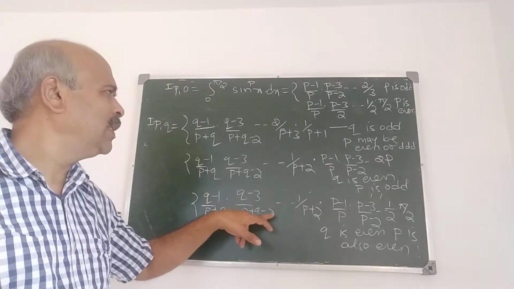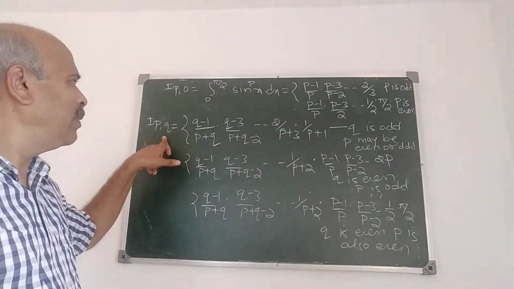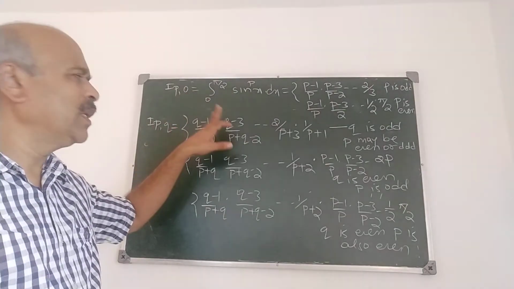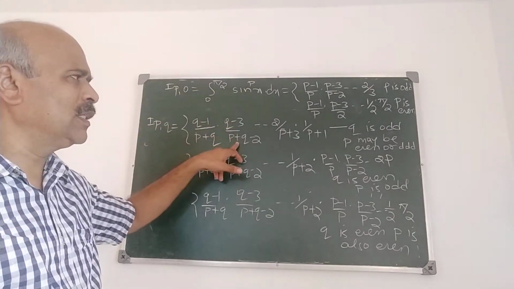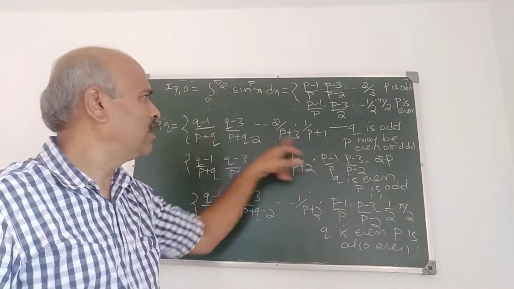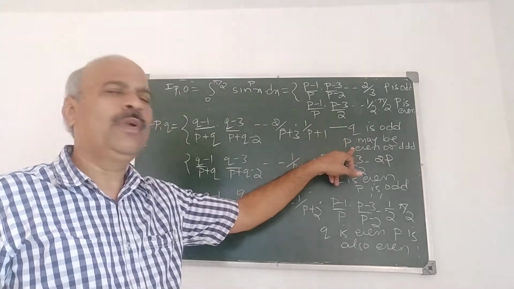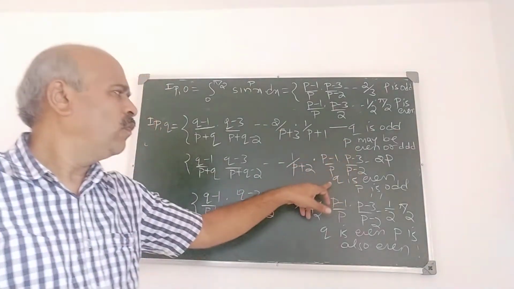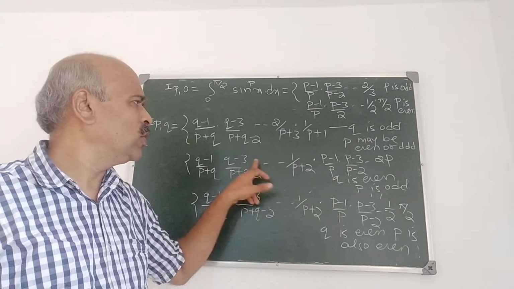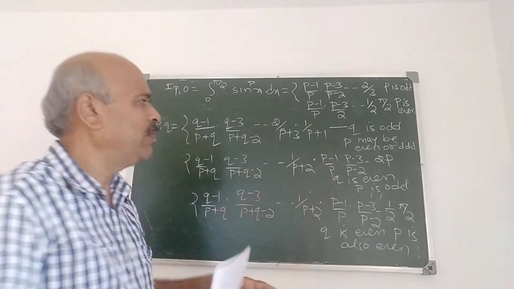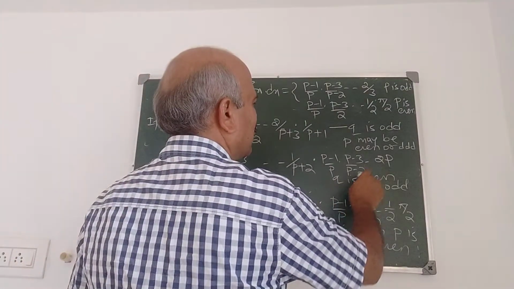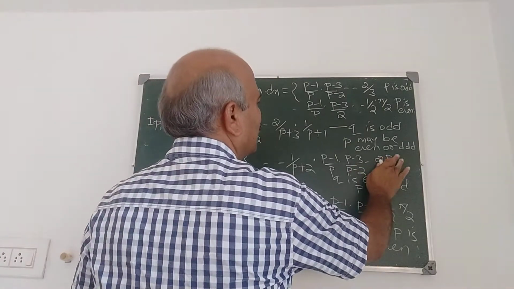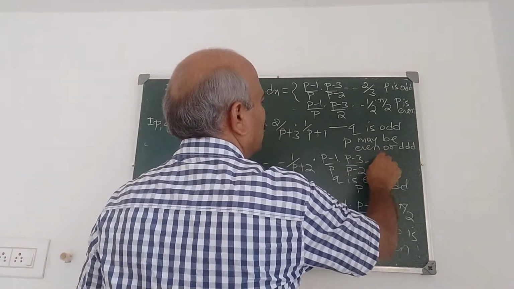So this reduction formula can be like this. What is the reduction formula therefore? The integral from 0 to pi by 2 of sin x raised to p cos x raised to q is this. When q is odd, p may be even or odd. When q is even, p is odd, we have this. P is odd. Last factor is p minus 3 by p minus 2, so on, 2 by 3.